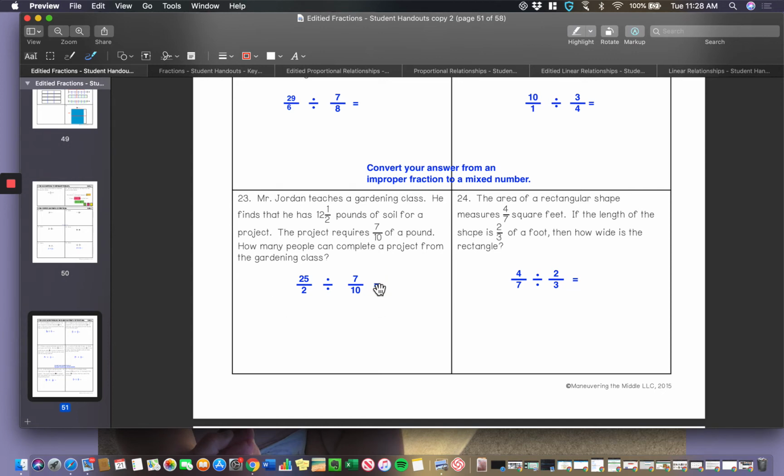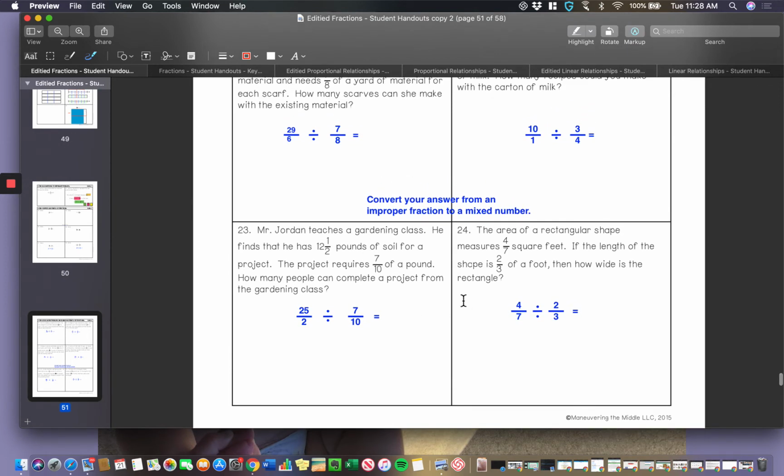So I wrote that problem right here, and again, you can convert your answer from an improper fraction to a mixed number. So the skill I'm targeting here after you've done these problems is, can you now convert an improper fraction to a mixed number? That's the skill I'm looking for here.